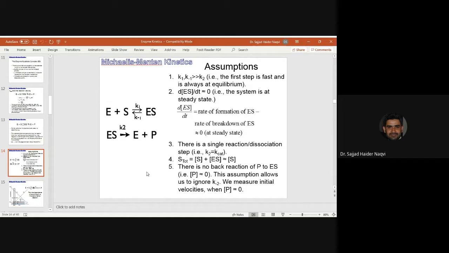And the fifth assumption, which is very, very important, is that there is no back reaction of P to ES. We all know that means P is zero at this stage. This assumption will allow us to ignore the K2. Why? Because we measure initial velocities. And initial velocity means once the reaction has just started, and considering at this point, the concentration of the product would be zero. So these are the five assumptions. We keep it in mind. And we'll consider these five assumptions to then do the algebra and mathematical part of this Michaelis-Menten kinetics.